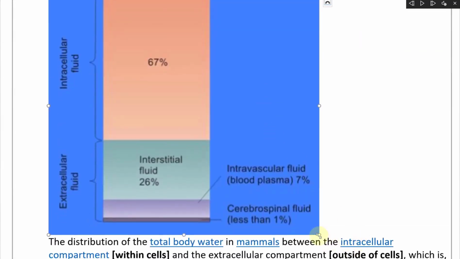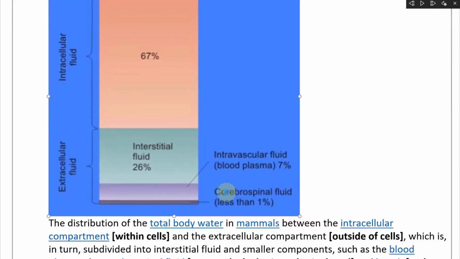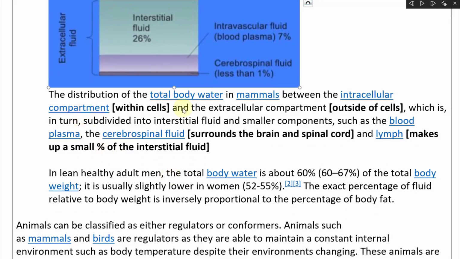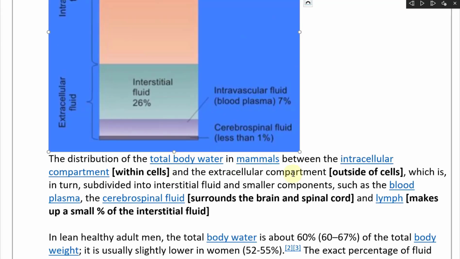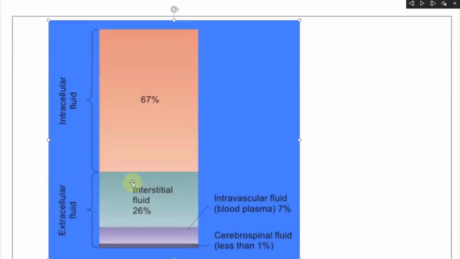We went over it earlier, but let's go over it now because we're dealing with that now. So, distribution of the total body water in mammals between the intracellular compartment within cells and the extracellular compartment outside of cells, which is in turn subdivided into interstitial fluid and smaller components such as the blood plasma, the cerebrospinal fluid, which surrounds the brain and spinal cord, and lymph, which makes up a small percentage of the interstitial fluid. So here's the setup.